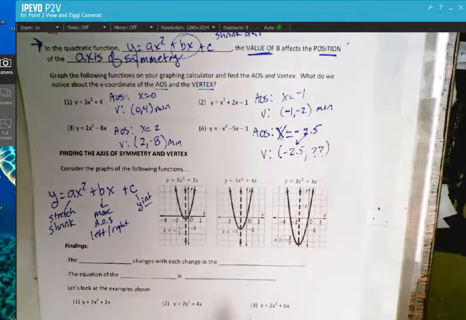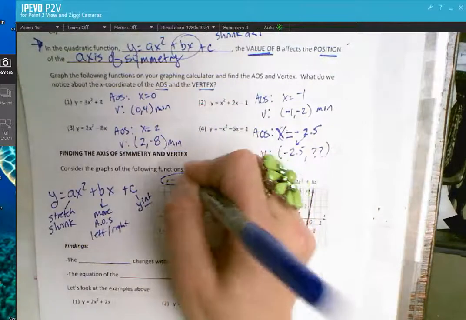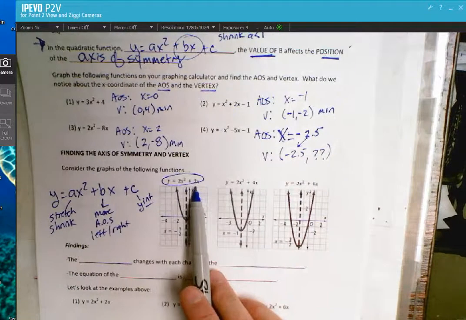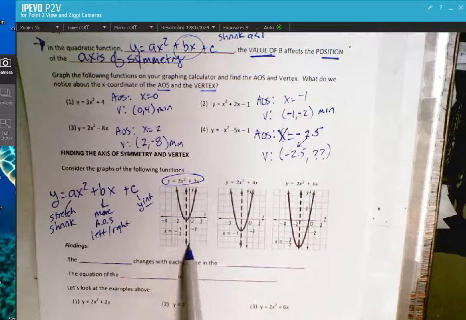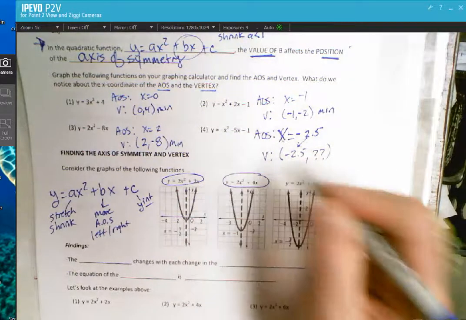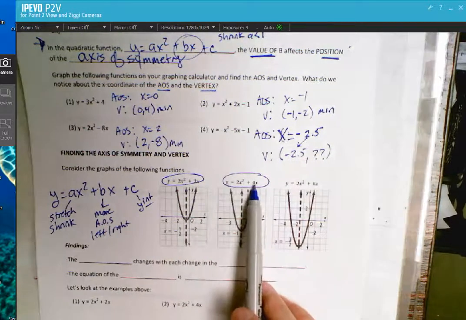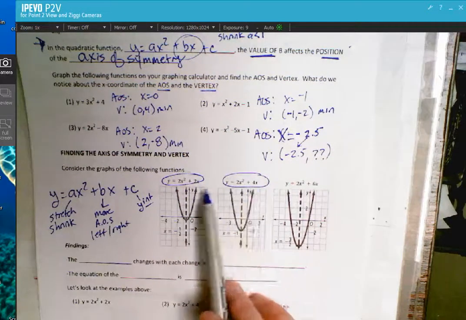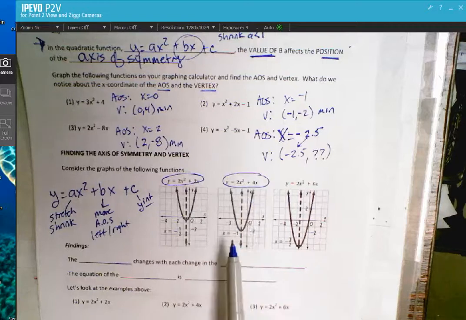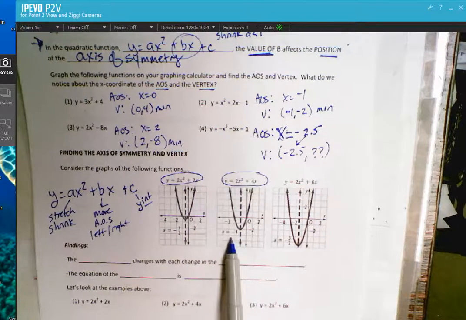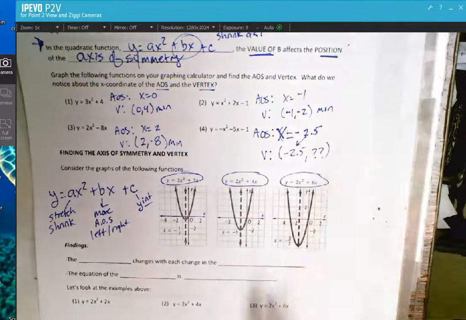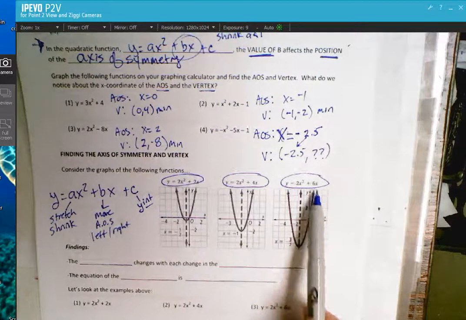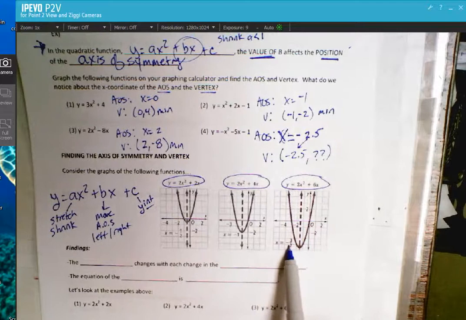So if we take a look at the three graphs, I've got 2x squared plus 2x. I know my axis of symmetry, which they graphed for me here, is negative 1/2. I've got 2x squared plus 4x. So the only thing I did here was double my b term from 2 to 4. And I have x equals negative 1. Over here, I've gone from 2 and another 2x, and I'm at negative 3/2.